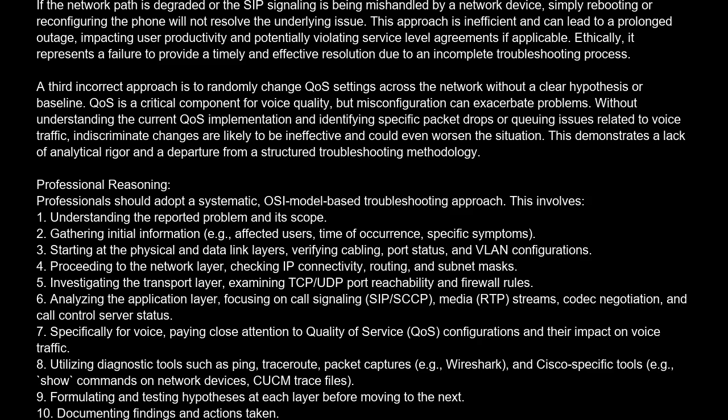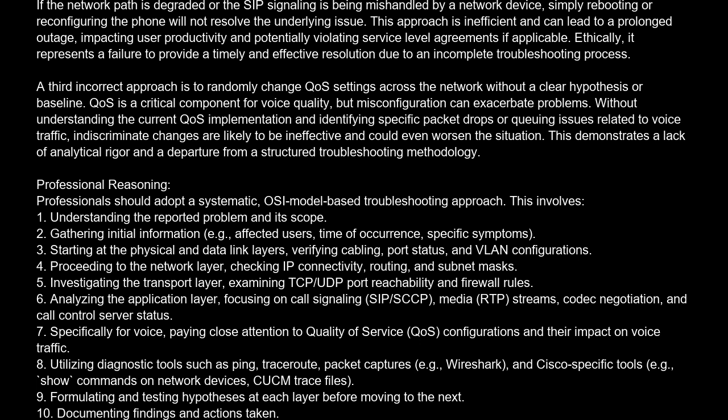6. Analyzing the application layer, focusing on call signaling, SIP/SCCP, media, RTP streams, codec negotiation, and call control server status. 7. Specifically for voice, paying close attention to quality of service, CoS, configurations and their impact on voice traffic.